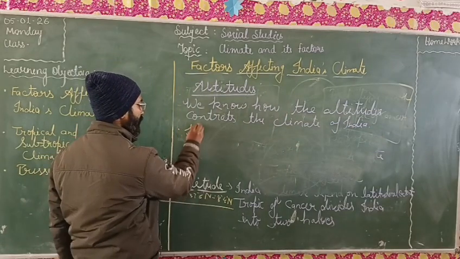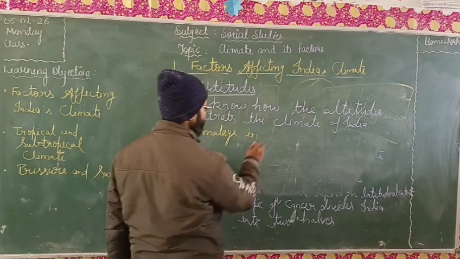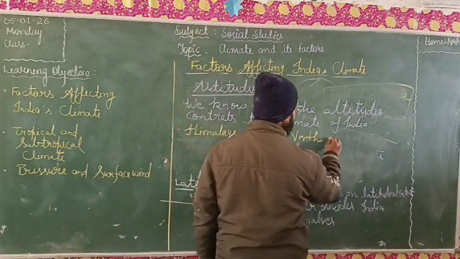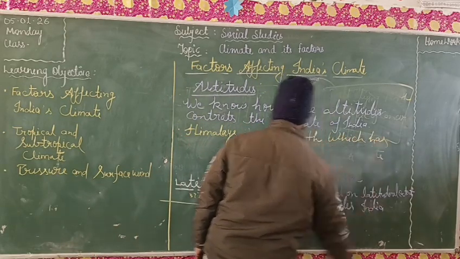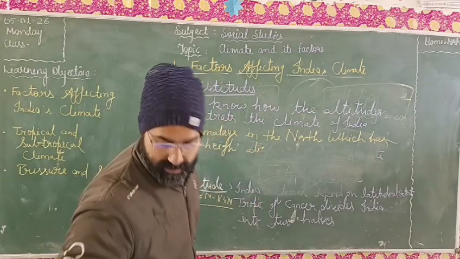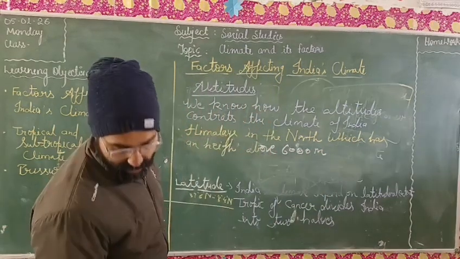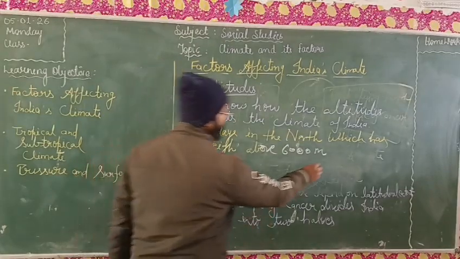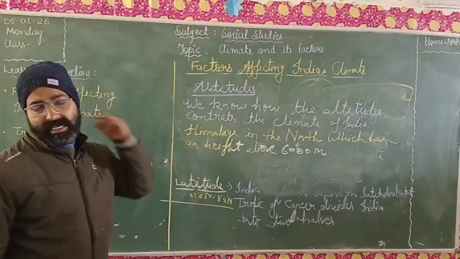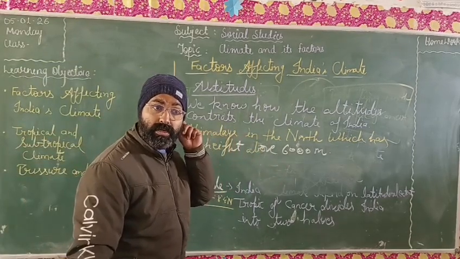So first, the Himalayas in the north, which have an average height above 6,000 meters. What do they do? The Himalayas, as we know, any mountainous region above 6,000 meters, how does it control our climate? See how they control it.